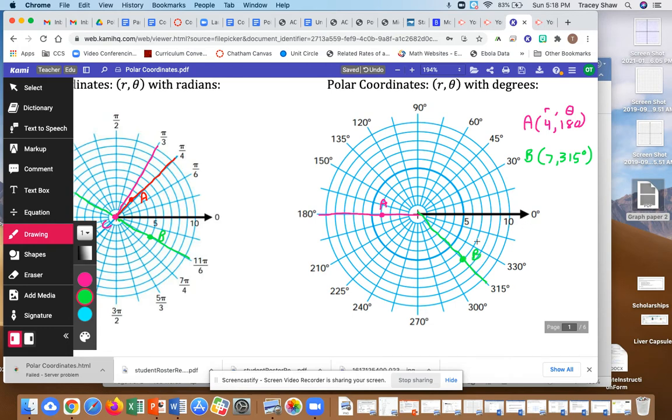Let's do one more. I'm going to also, like the last one, graph a negative radius. Let's say we have (-3, 60 degrees). 60 degrees is in the first quadrant. And if this was a positive 3, I would count to the third circle. Since the radius is negative, that means extend the line to the alternate quadrant that it extends to, which would be right here at 240. And now I'm going to count to the third circle.